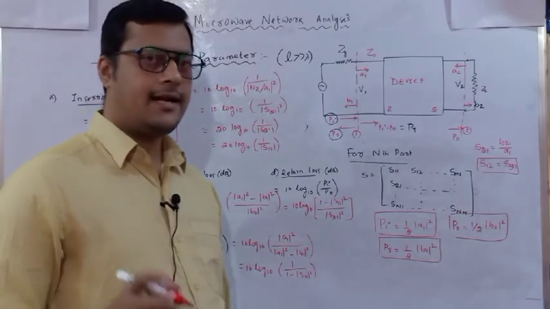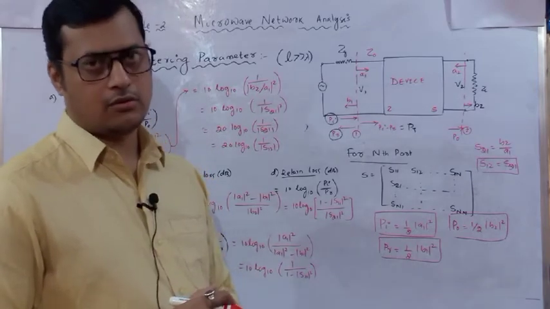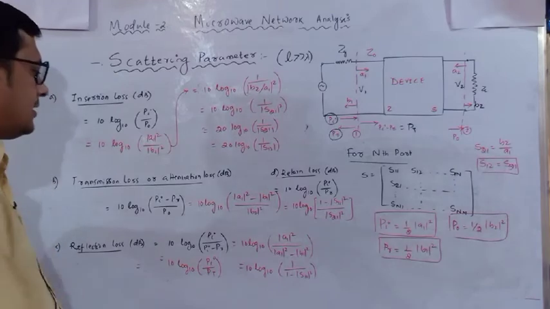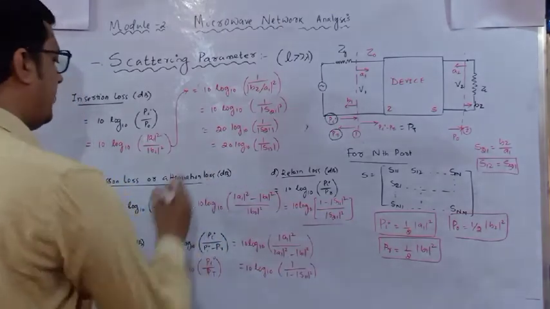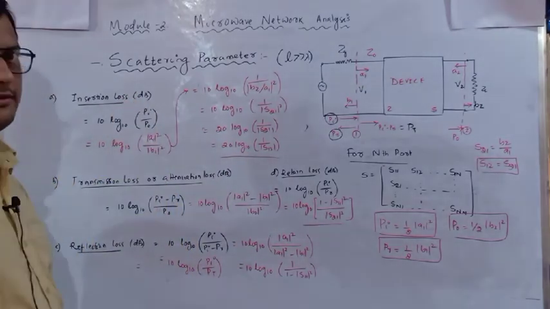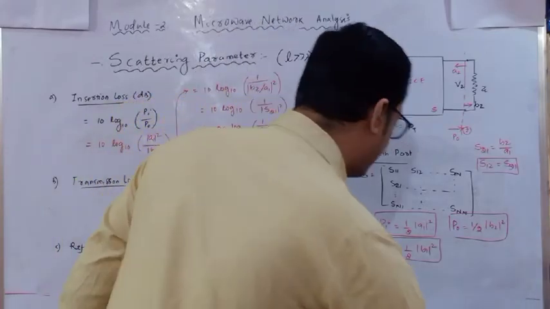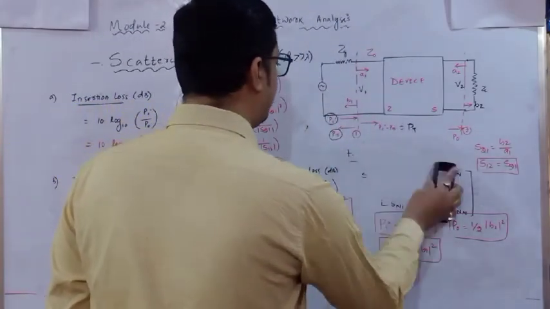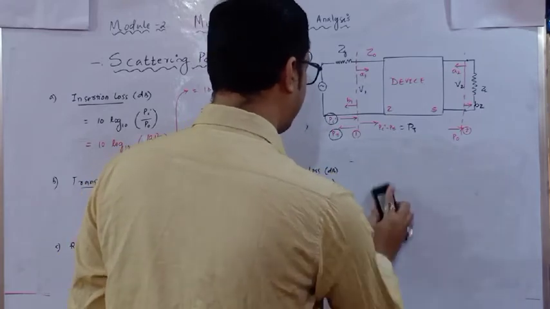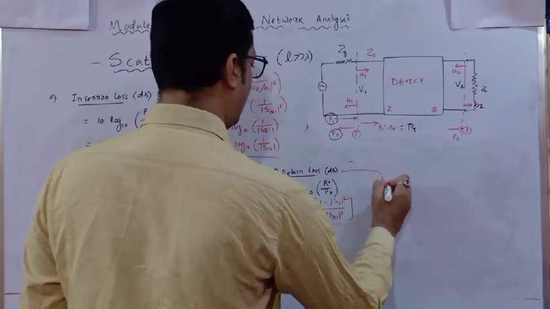Here port 1 is excited and port 2 is terminated with a load. So this is the relation for the reflection loss. This is the relation for the attenuation loss. This is the relation for the insertion loss. One more loss is there, that is called return loss. So this I will write here.